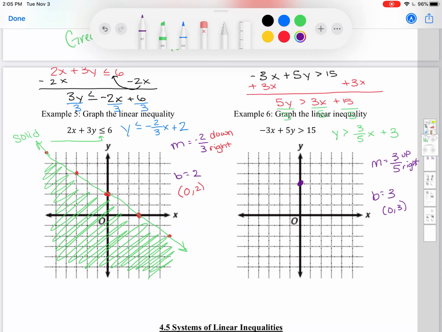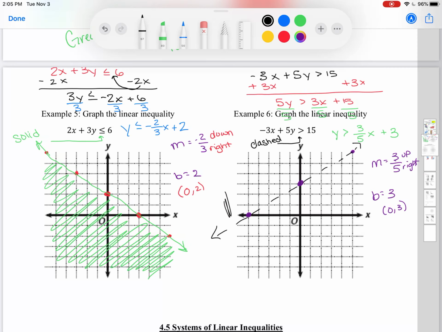Once I know that information, I can label my slope and I can label my b, giving me the coordinate 0, 3, and my slope's going to tell me to go up 3, right 5. Or I can also go down 3, left 5. Ask yourself, double check, solid or dashed line this time. Don't forget that little detail, it does matter.